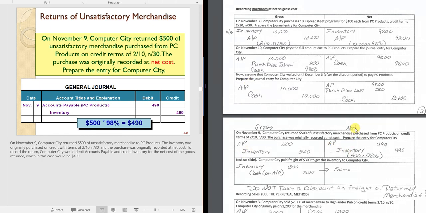However, under the net method, I put it on my books for 98% of face, so I need to take it off my books for 98% of face. So 500 times 0.98 is 490.